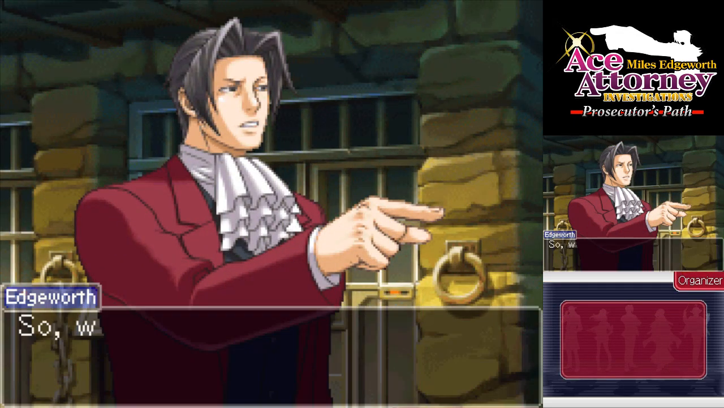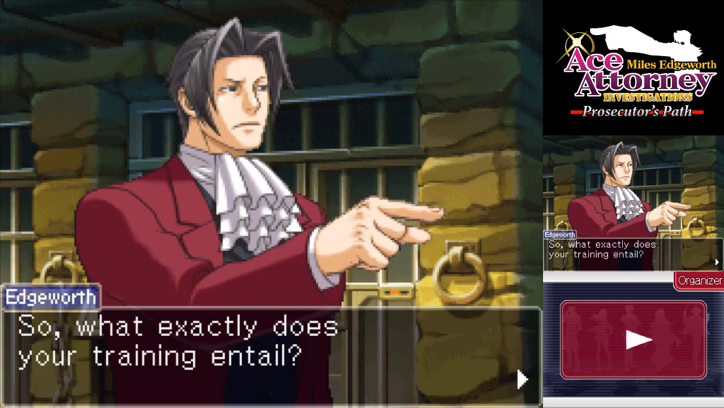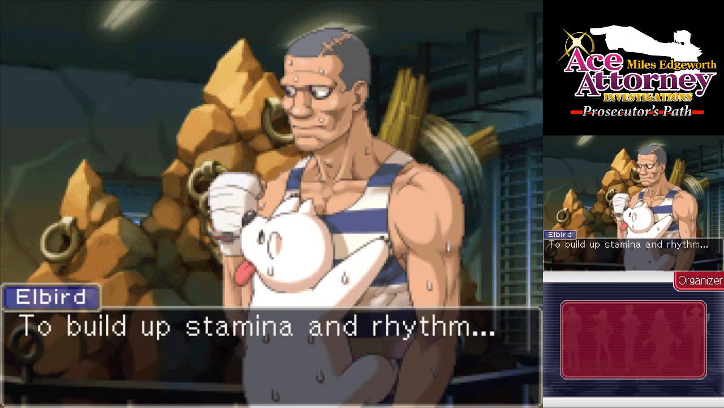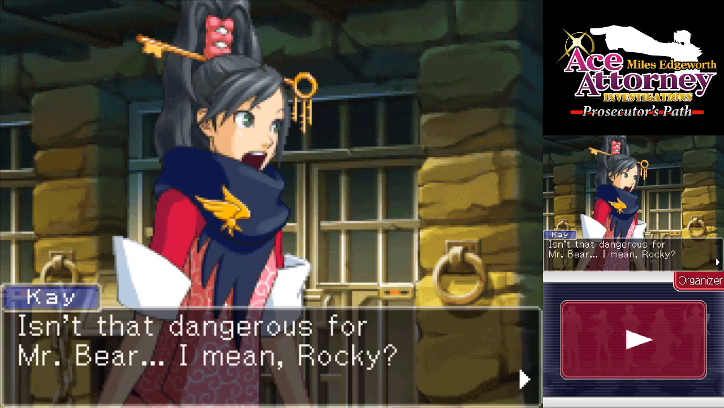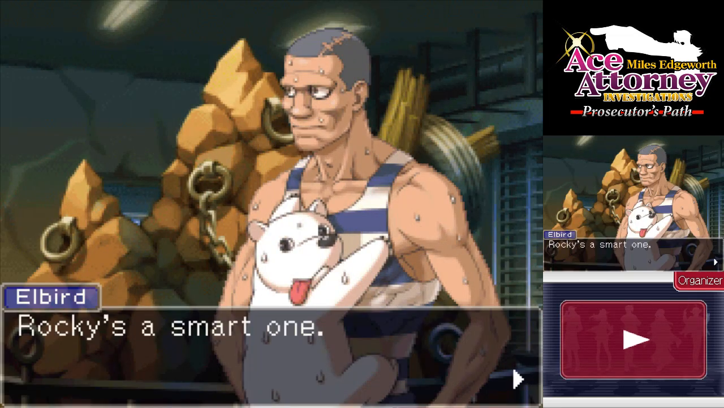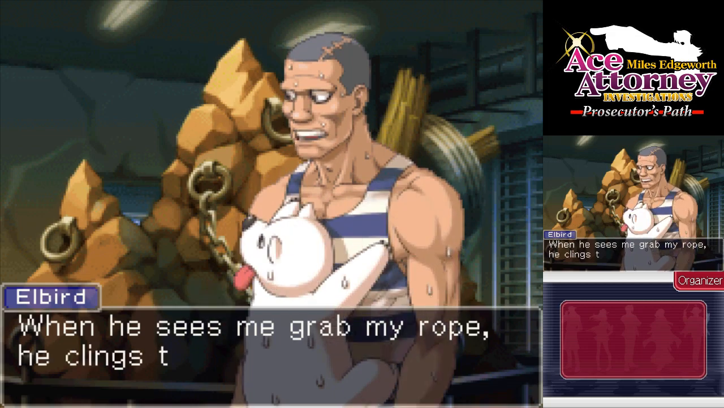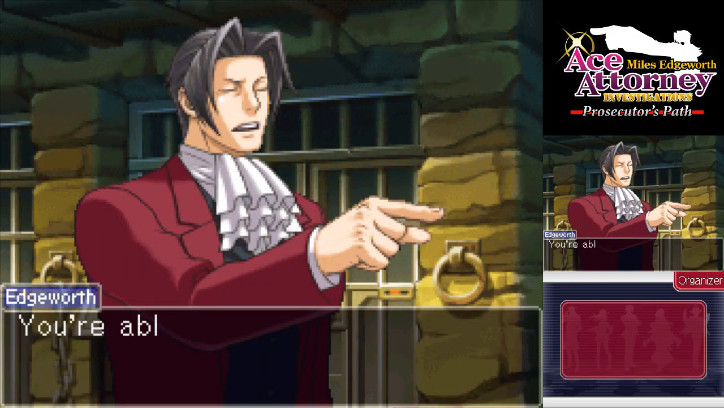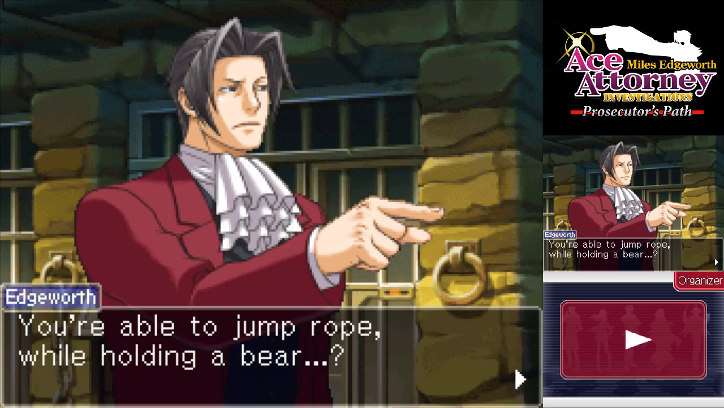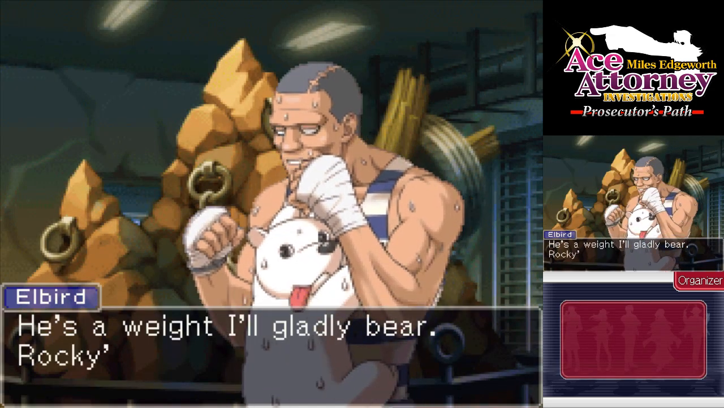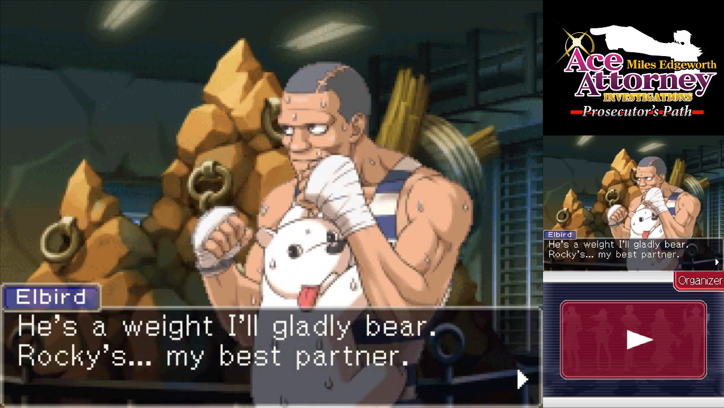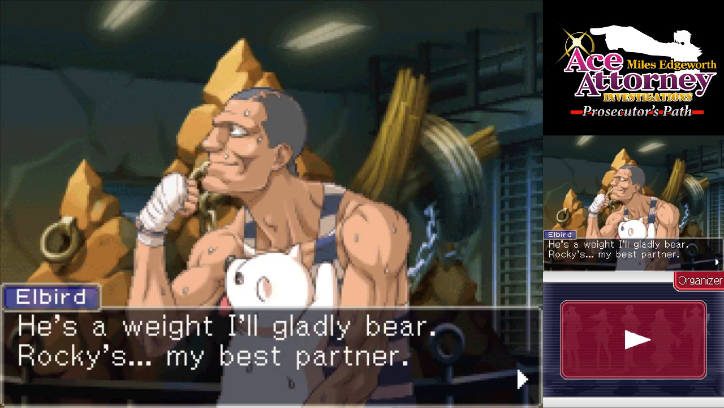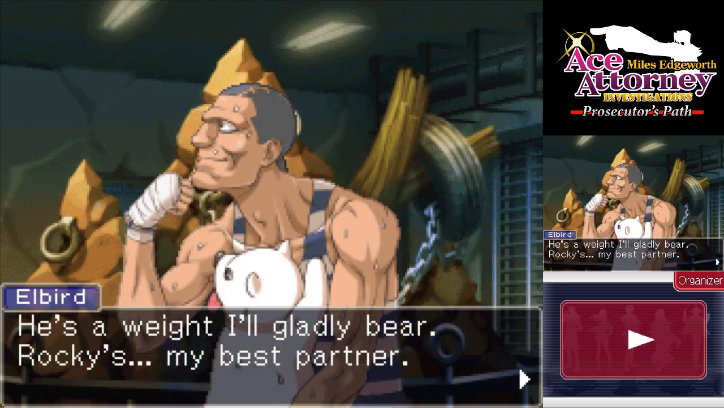So, what exactly does your training entail? To build up stamina and rhythm, I jump rope. What? It's such a small room? Isn't that dangerous for Mr. Bear? I mean, Rocky? Rocky's a smart one. When he sees me grab my rope, he clings to my chest. You're able to jump rope while holding a bear? He's a wait I'll gladly bear. Rocky's my best partner. Okay, that's brilliant. I don't even know if they did that on purpose.